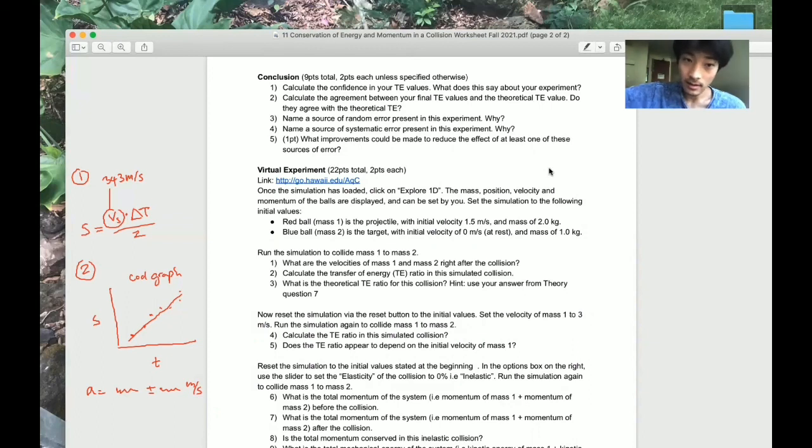Okay. I think the virtual experiment, if you follow the instructions, should be okay. And that's it for the worksheet.